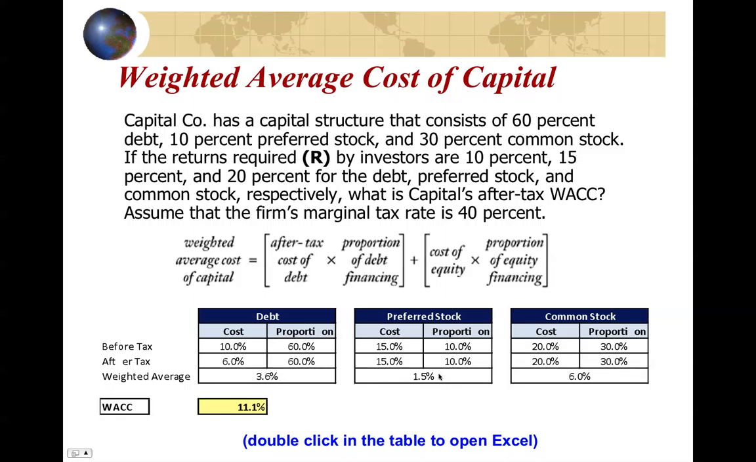15 times 10% is 1.5. 20 times 30% is 6. We add all those together, and that gives us a weighted average cost of capital of 11.1%.